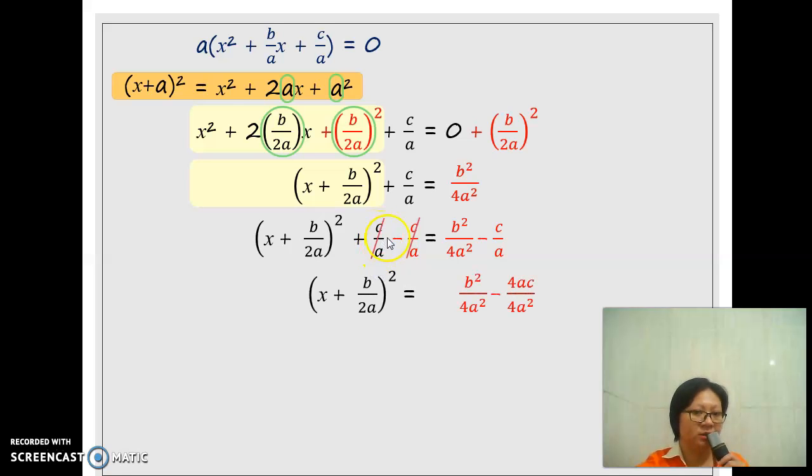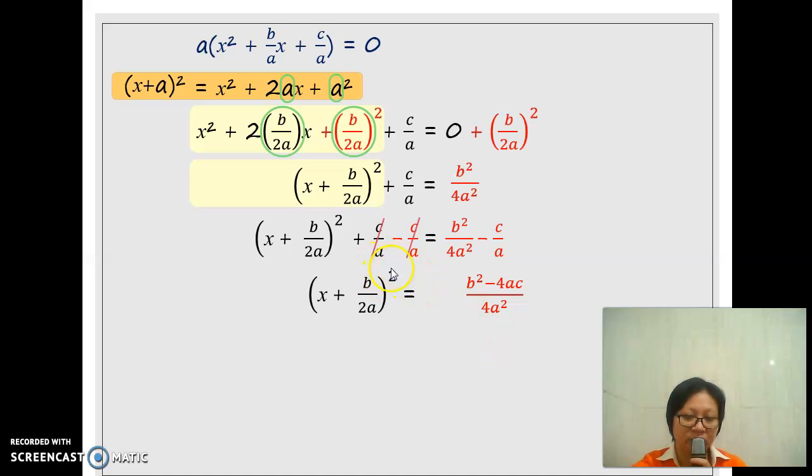I remove the c over a. So there are two fractions on the right side of the equal sign. I want to make it a single fraction, so I need to combine the numerators. To combine the numerators, I need to make the denominators the same. So I change c over a into 4ac over 4a squared. Then I can combine the numerators into b squared minus 4ac, all divided by 4a squared.